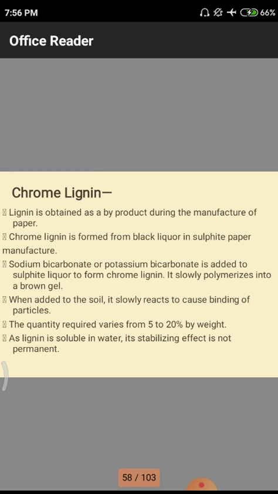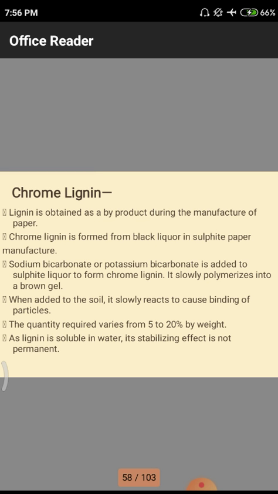This quantity required varies between 5 to 20% by weight. Normally not by volume, only by weight it will take 5 to 20%. So we have to replace those wastes coming from the paper industry as effluent to get the strength. As lignin is soluble in water, the stabilizing effect is not permanent. Lignin is not an insoluble agent in water.